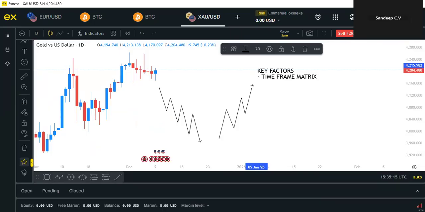When we talk about the time frame matrix, we are talking about the time frames that you use to analyze. You can't just jump on any time frame and analyze as a trader. You will have a set of laid down time frames which you could use in analyzing. So if you are a scalper, for the time frame matrix, the first one is the scalper. As a scalper, you start your analysis from here.